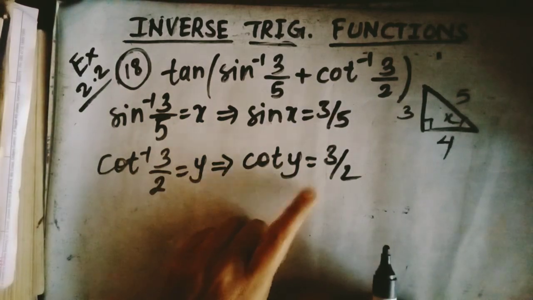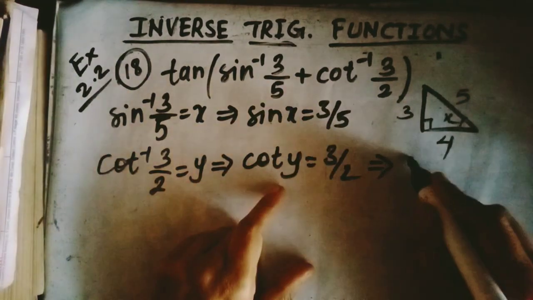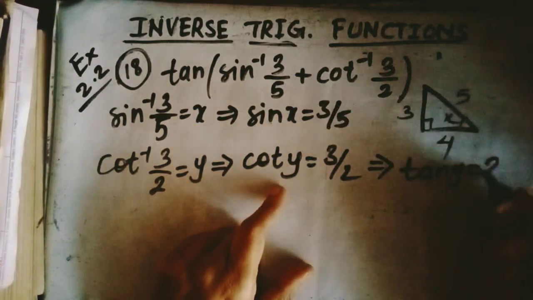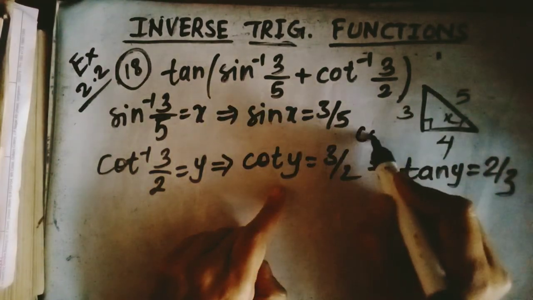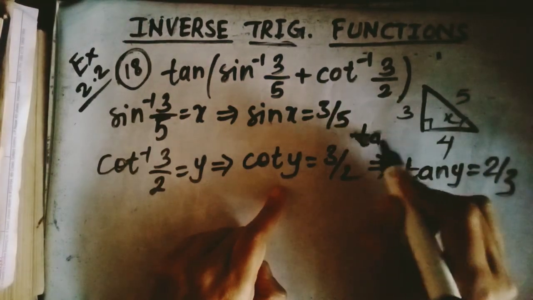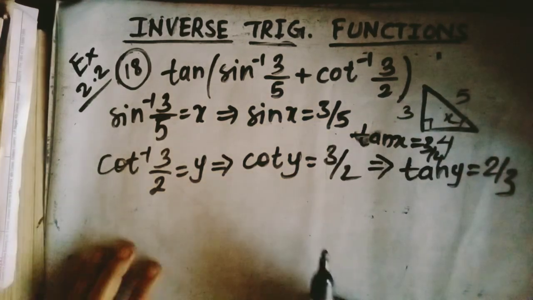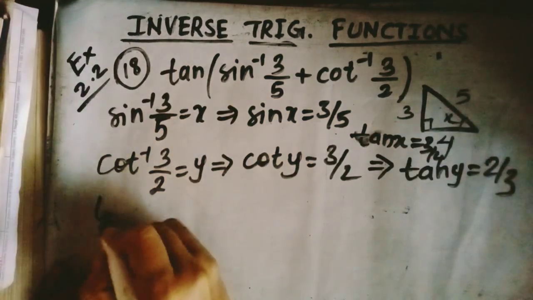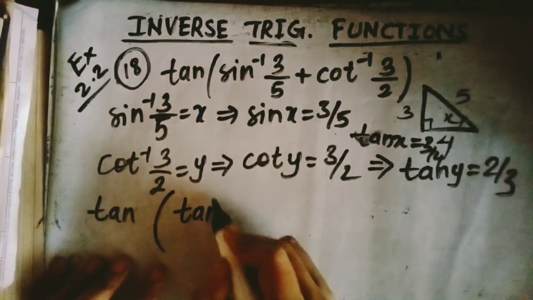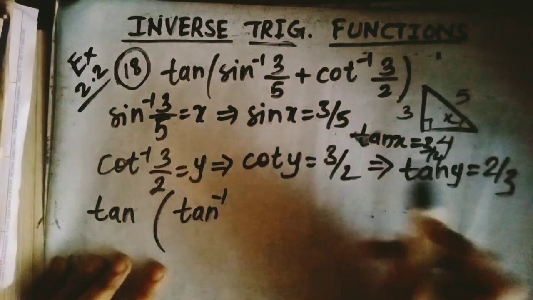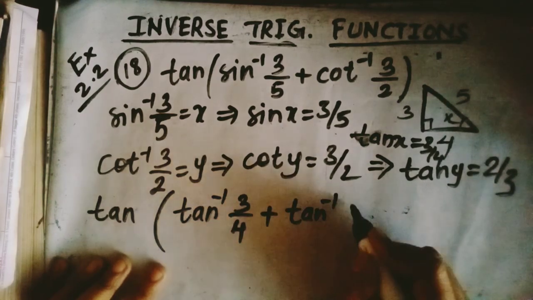Cot is the reciprocal of tan, right? So tan of y will be 2 upon 3. For sin x 3 upon 5, cos x is, no, we want tan, right? Tan x is 3 upon 4. So you can substitute over there. Writing in terms of tan inverse, you have to write the tan inverse x value, so it is 3 by 4, plus tan inverse 2 by 3.